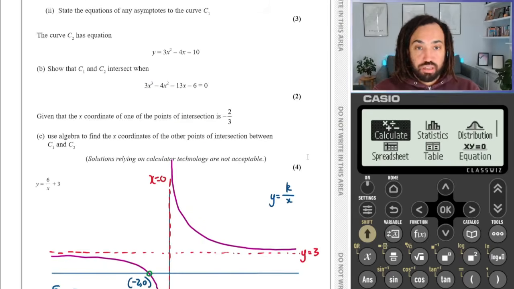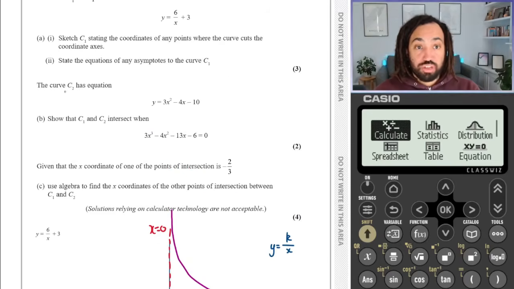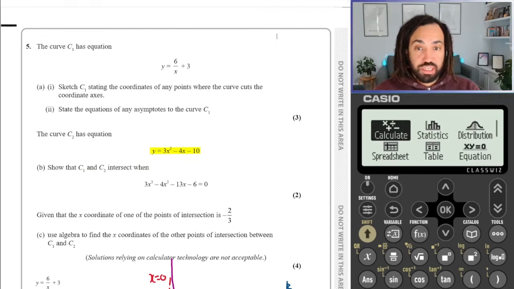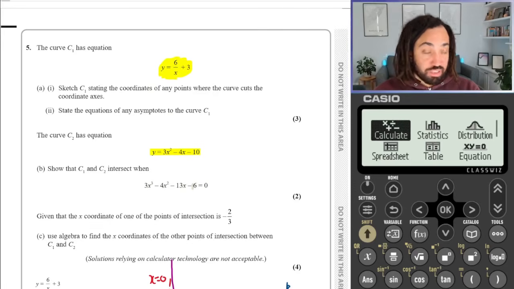Lovely. Okay, part B, it says show that the curve C2 has this equation, and show that C1 and C2 intersect, we get this equation here. Okay, so when two curves intersect, then we can solve simultaneously, and then that will allow us to get an equation for the intersection points, which is this one.